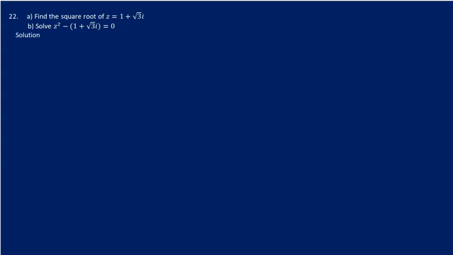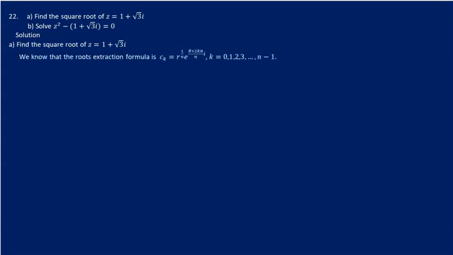So as usual, let's begin our solution from A. You are given a complex number 1 plus radical 3i. Now you need to recall the extraction of roots formula, the one we did inside the classroom. If you remember, the formula was written as c_k equals r to the power of 1 over n, e to the power of i times (theta plus 2k pi) over n, k running from 0 up to n minus 1. In this case we are looking for a square root, so our n value is 2. So 2 minus 1 is 1, and our k is going to run from 0 up to 1.